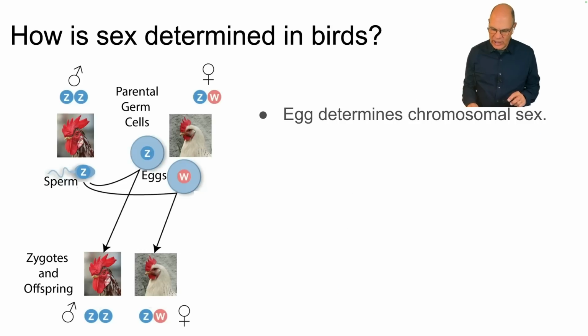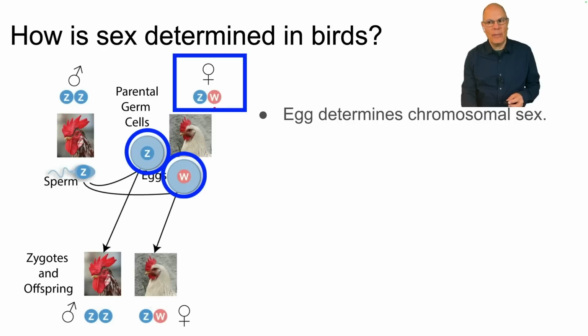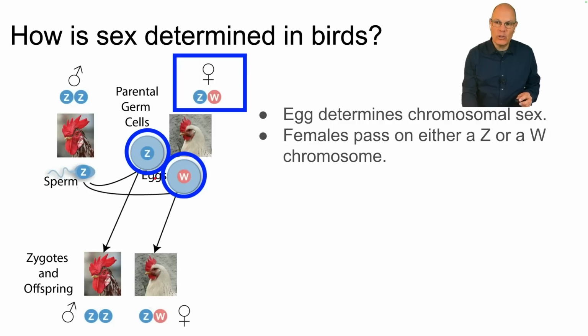In birds, it's the egg that determines the chromosomal sex of the offspring. That's because the females have what we call a Z chromosome and a W chromosome, and during meiosis, half of the eggs will wind up being Z and half will be W. The females will pass on either that Z or W chromosome.